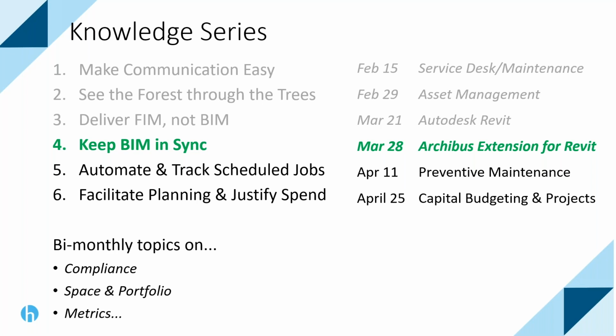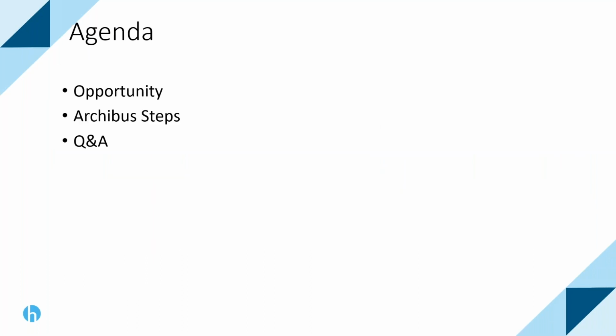Today is the fourth in a series of 10 that we're focused on. We are going to be talking about BIM today. This is the second in the BIM series. Next time we'll be talking about preventive maintenance in Archibus, which we've called automating and tracking scheduled jobs. After that we'll be talking about facilitating planning and justifying spend as well. So there's quite a few things coming up still that we're going to be talking about with Archibus.